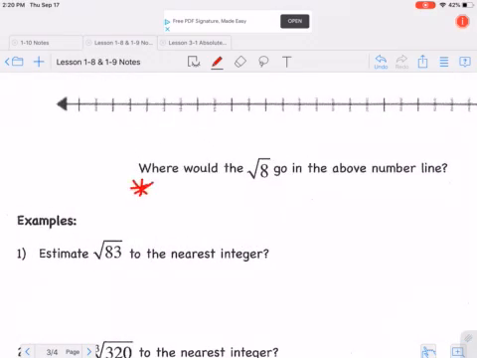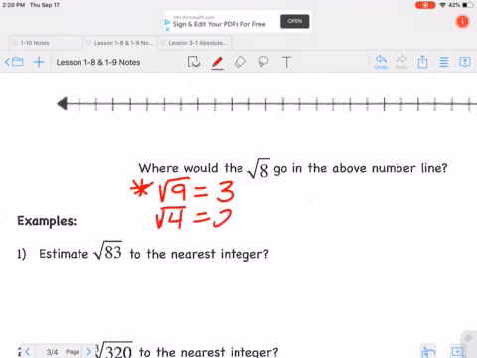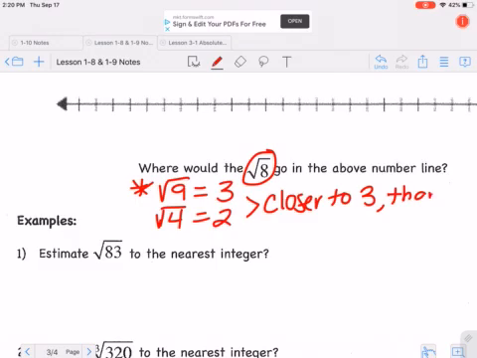So, the first thing I would say is a perfect square, so the square root of 9 is going to give us 3. And the square root of 4 is 2. And we're looking for the square root of 8. So I know it's going to be between the square root of 4 and the square root of 9, or between 2 and 3. But if you look at these, you know it's going to be closer to 3 than 2. Okay, so that's our first hint.